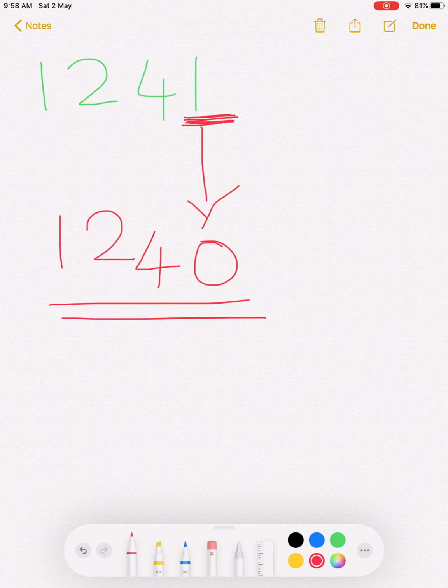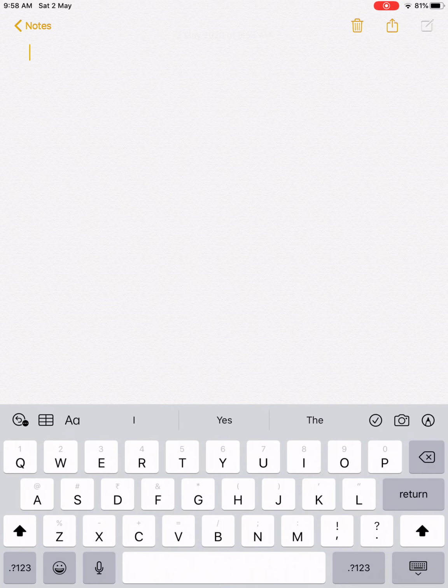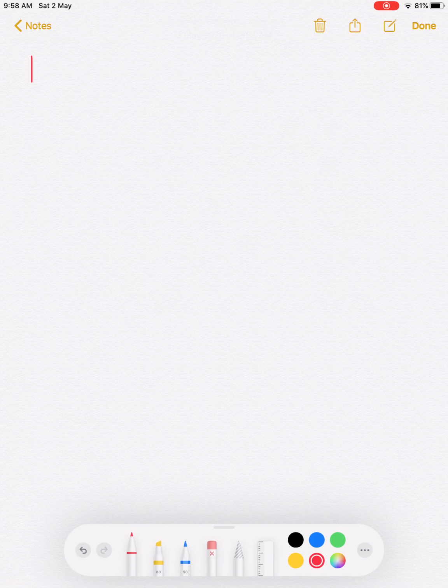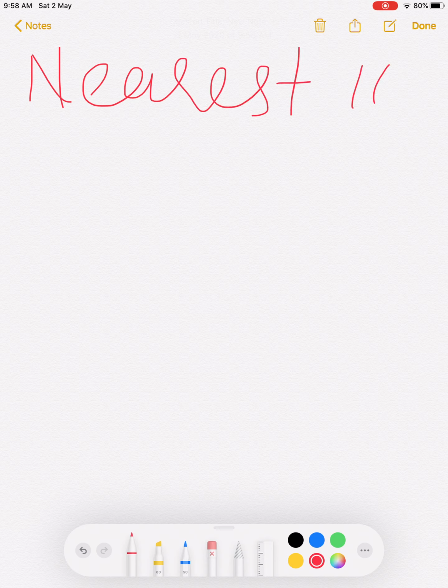Is it clear? This means 1241 is very close to the multiple of 1240. Is it clear? Like that. Next one we are going to nearest 1000. Oh, sorry, nearest 100.